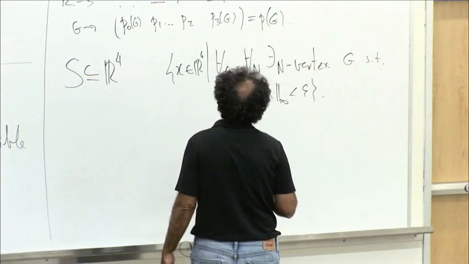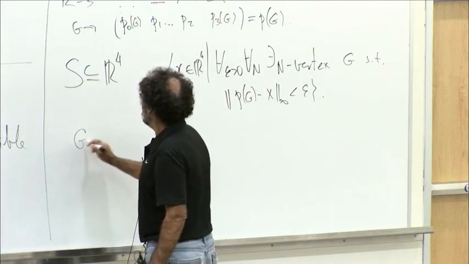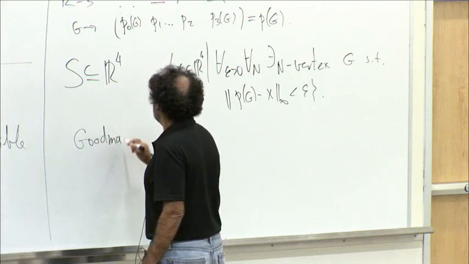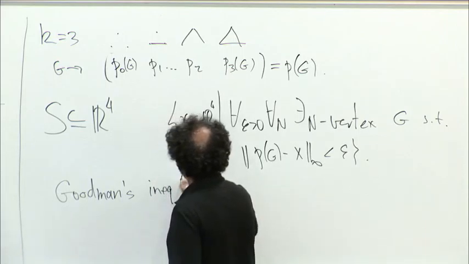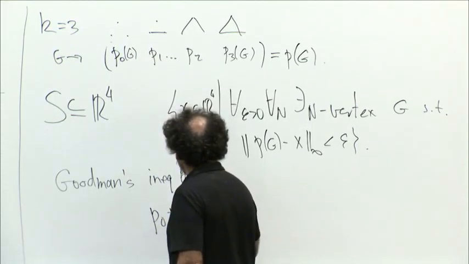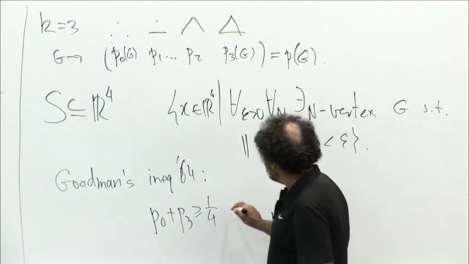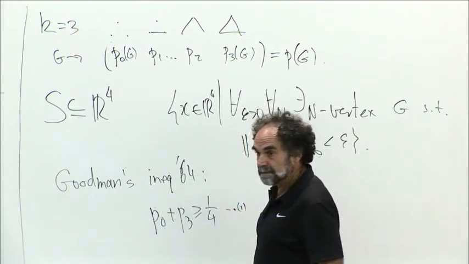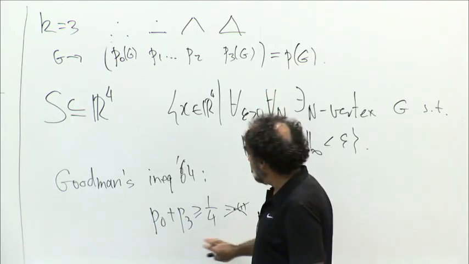So let me try and give you an impression. Here is a very well-known and old fact. Goodman's inequality from 1964 says that P0 plus P3 is at least a quarter. Let me just be accurate about this. I actually should be writing minus little o of 1, but because I'm dealing with this, I'm suppressing such terms. Let me prove this to you.